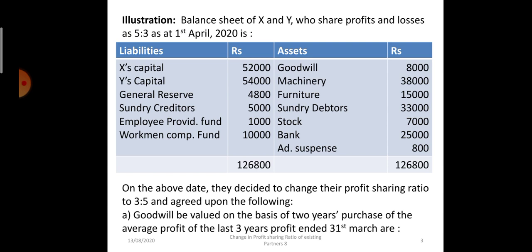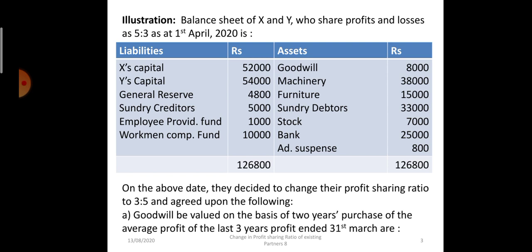So here there are 2 partners X and Y who are sharing profits in the ratio of 5:3. Now see a few important things. On the asset side, goodwill is appearing, which we have to write off in the old ratio among the old partners. Then at the end, advertising suspense, a fictitious asset, is there, which is also to be written off. If the question says that the partners do not want to distribute the reserves and all, in that case we will pass an adjustment entry.